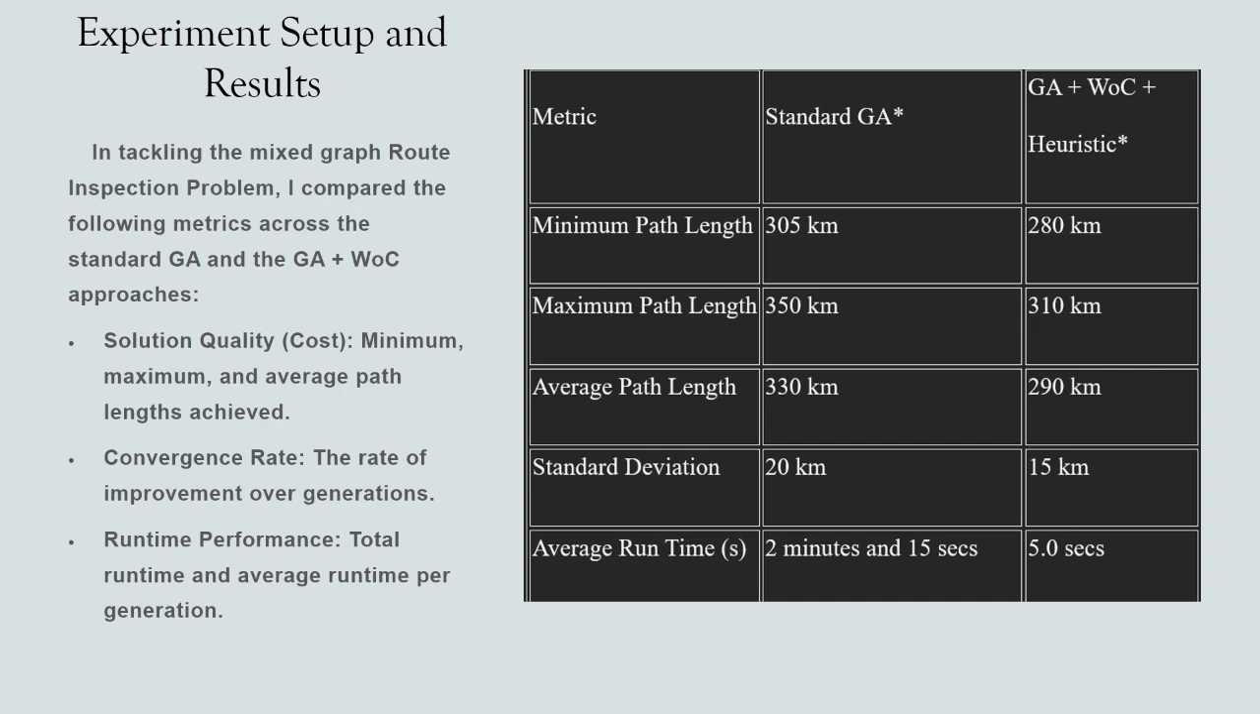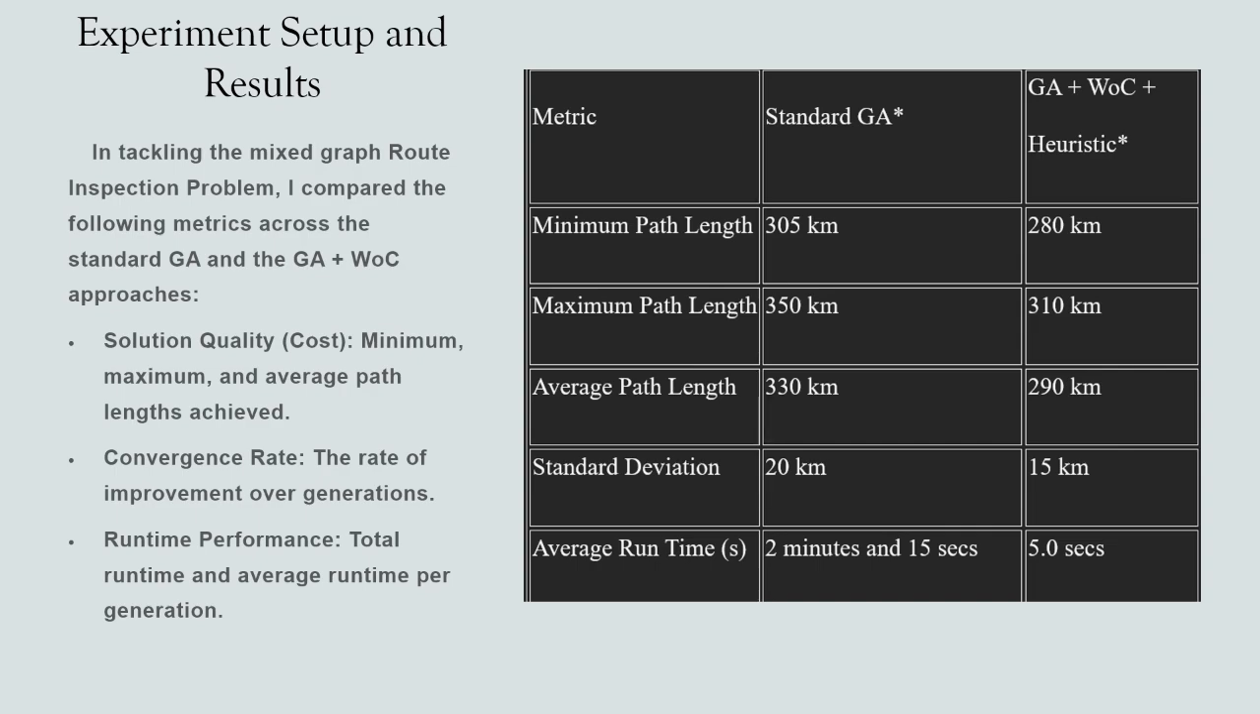Experimental setup and results. In tackling the mixed graph route inspection problem, I compare the following metrics across the standard GA and GA with WOC approaches: solution quality, cost, minimum, maximum, and average path length achieved; convergence rates, the rates of improvement over generations; and runtime performance, the total runtime and average runtime per generation. So here are my metrics: minimum and maximum path length, average path length, standard deviation, and average runtime.